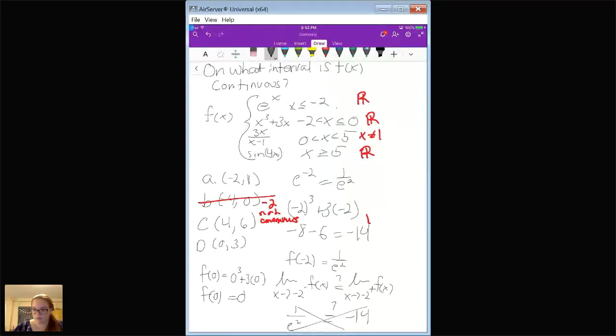Take a look at the second piece of your function that it would have been in. Look at 3x over x minus 1. Good. Okay, Corey got it. So because it's discontinuous at 1, we can't have 1 included in our domain. So yes, our interval can go up to 1, but it cannot include 1. So A, -2 to 1, is our correct answer here. Yes, good job, Corey.